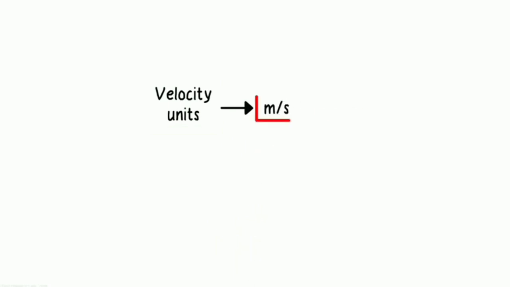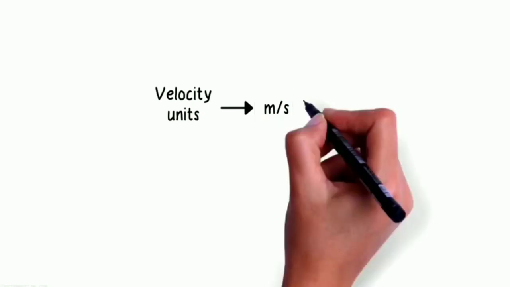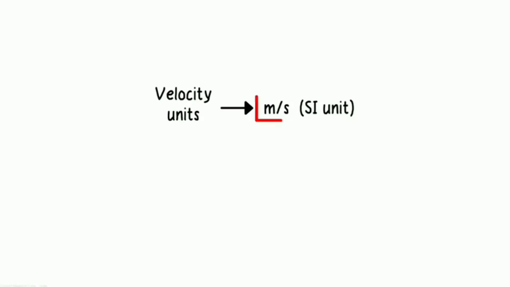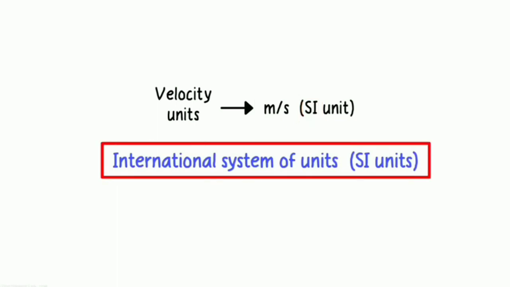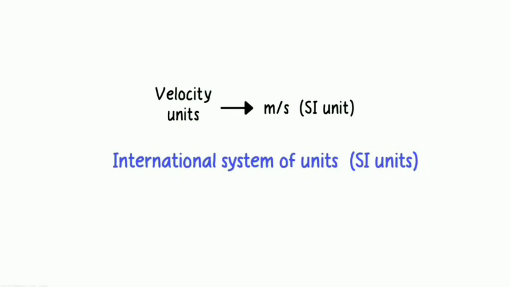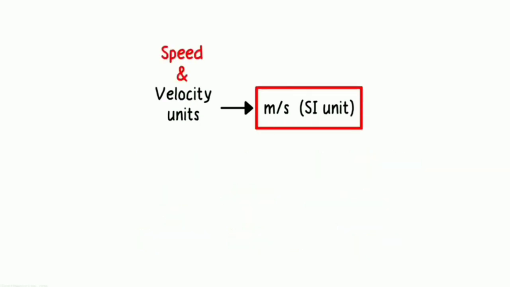Now you might ask, why meters per second? The cars we drive indicate speed in miles per hour or kilometers per hour. So why is the unit for velocity meters per second? The established SI unit of measurement for velocity is meters per second. And SI stands for International System of Units. This helps everyone in the world adhere to one common style of measurement. Imagine the confusion created with different measures like miles and kilometers, gallons and liters, US gallons and imperial gallons, etc. Incidentally, speed and velocity are both measured in meters per second.